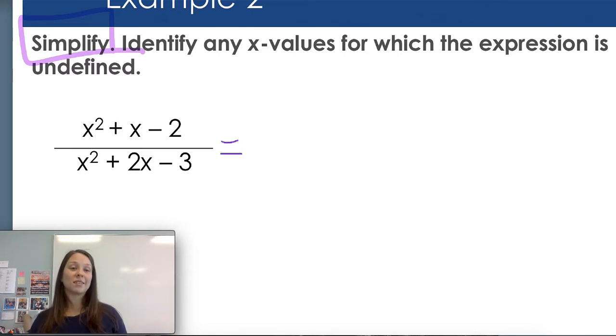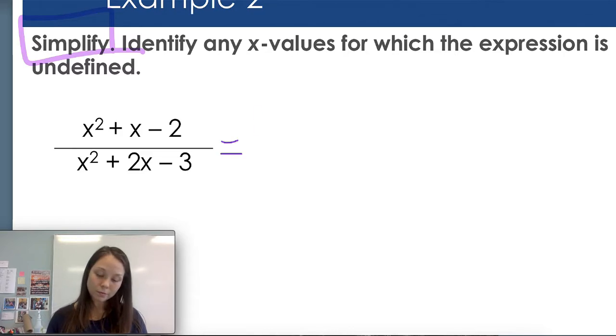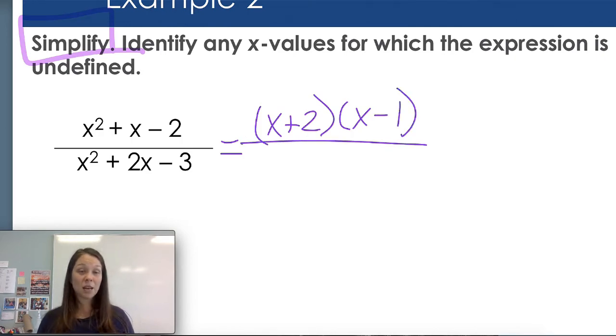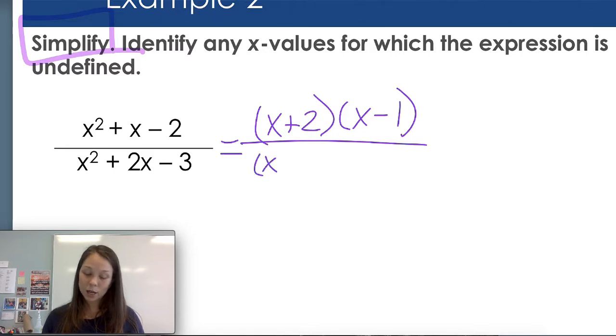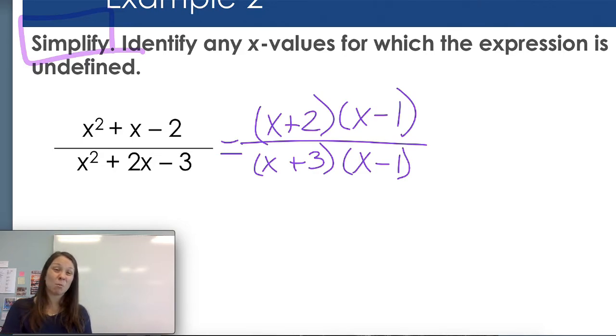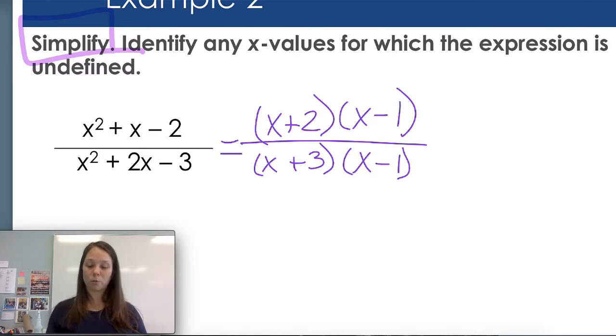We have x squared plus x minus 2. That is going to factor into x plus 2 and x minus 1. The denominator, x squared plus 2x minus 3, is going to factor into x plus 3 and x minus 1. And I know that these are the factored forms because if I were to distribute all my pieces out in my numerator, it would get me x squared plus x minus 2. And if I did the same thing in the denominator, it would get me x squared plus 2x minus 3. So I have factored form here.